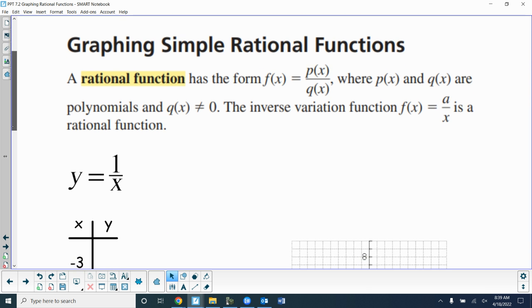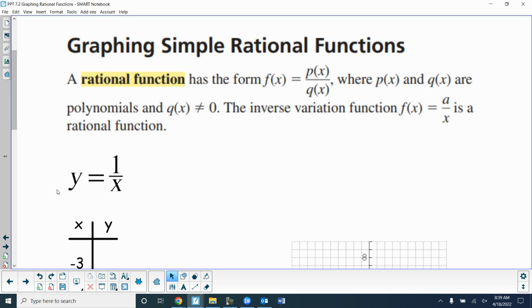All right? A rational function has the form f of x equals p of x over q of x. They're fractions. Rational numbers are fractions. Okay? So p and q are just 2 different polynomials. The q can never be 0, this polynomial, because are you allowed to divide by 0? No. So that's why it says q cannot equal 0.